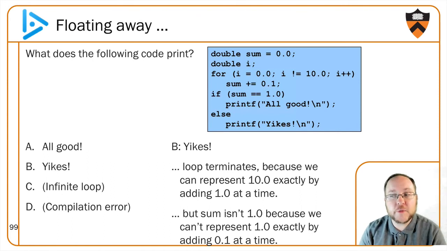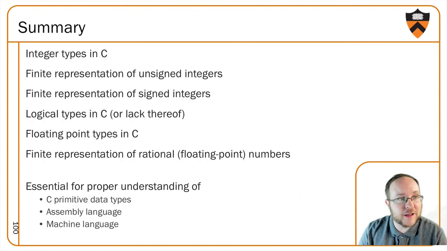All right, so in summary from this lecture, which I apologize is a bit long, we've seen integer types in C, we've seen their representations, both signed and unsigned, we've seen logical types in C for whatever that's worth, and then floating point types in C and their representations. This wraps up the second crash course lecture. Next time, something new and different. Pointers.